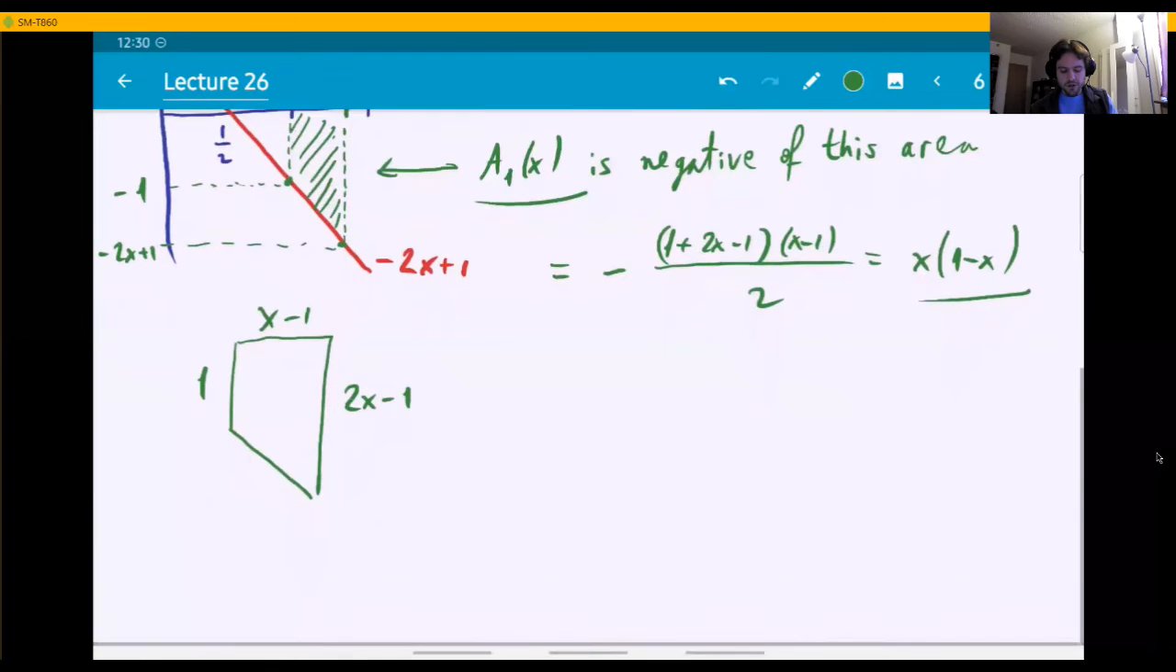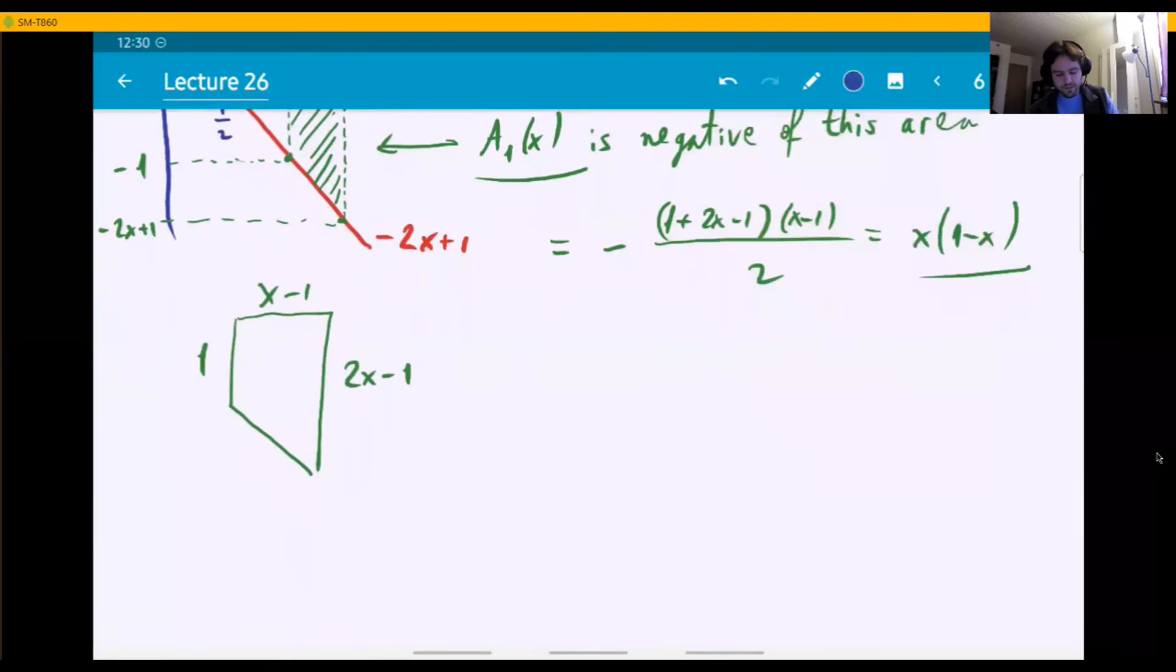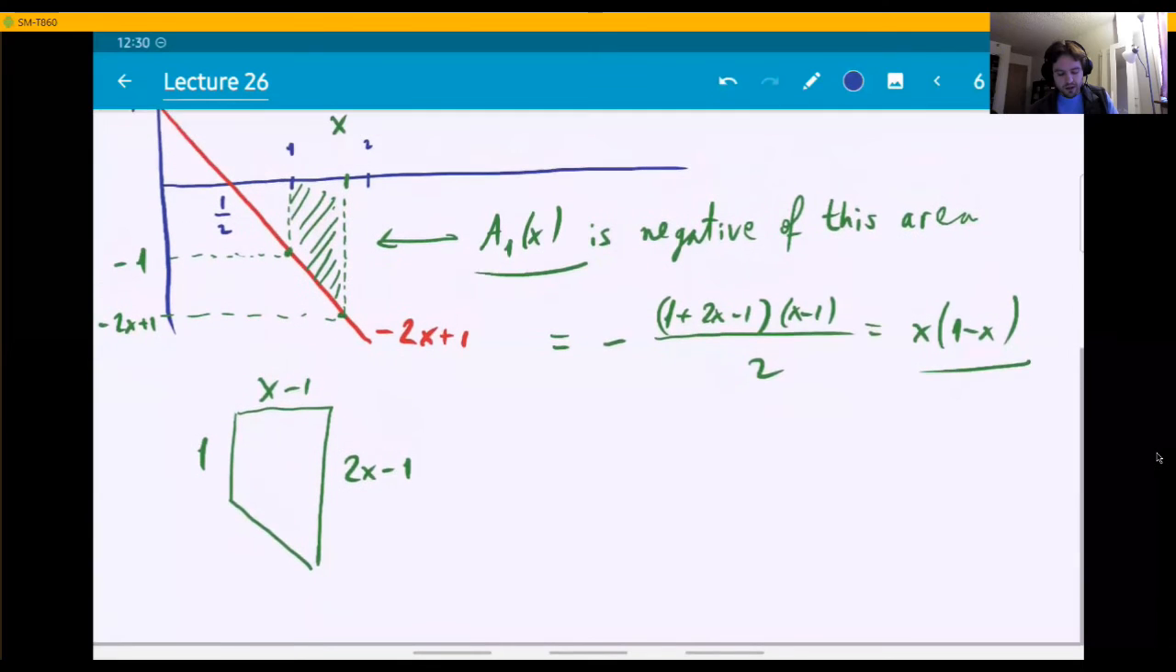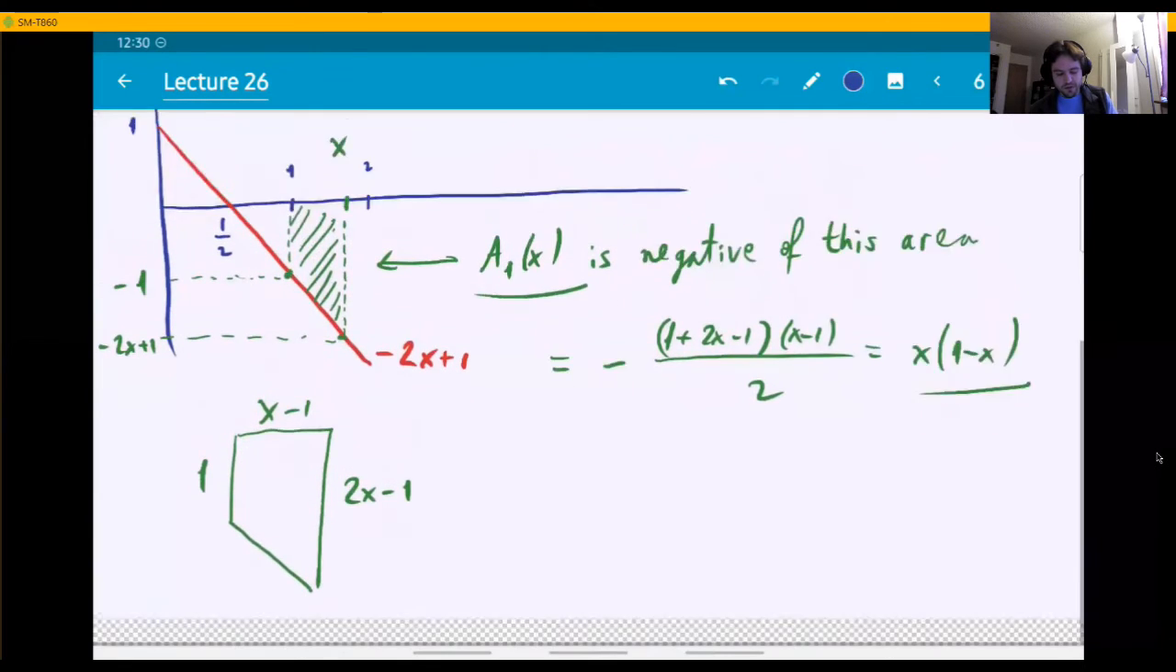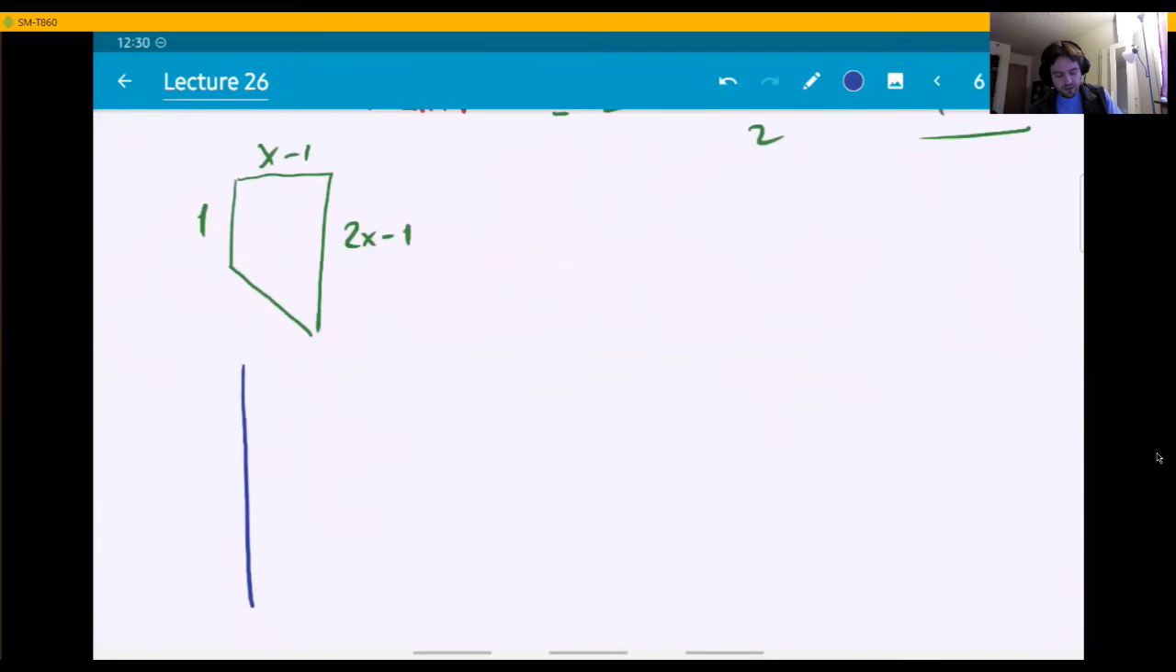Now we're going to compute a2. The question was also asking about that. Maybe I use the same drawing here. Well, no, let's forget about that. Okay.